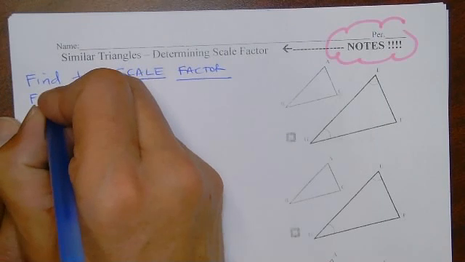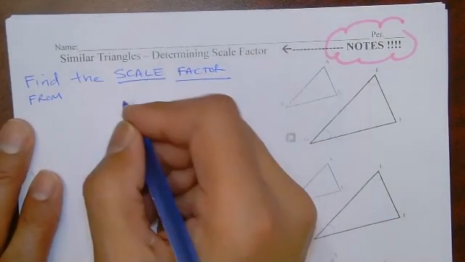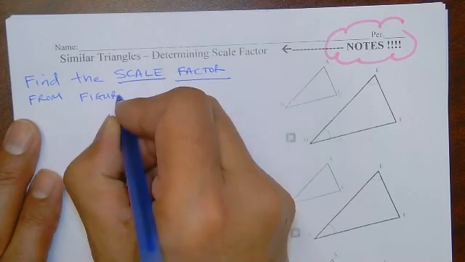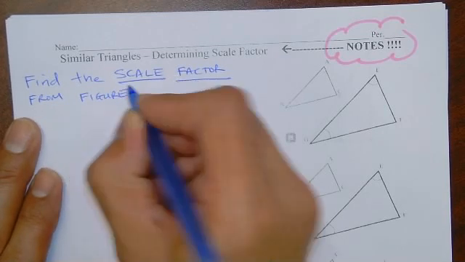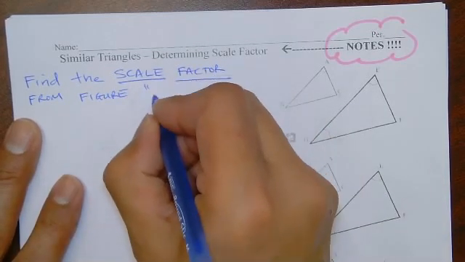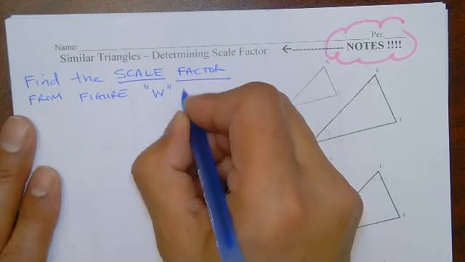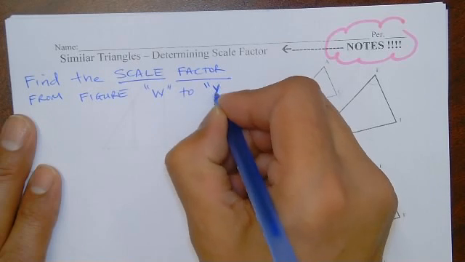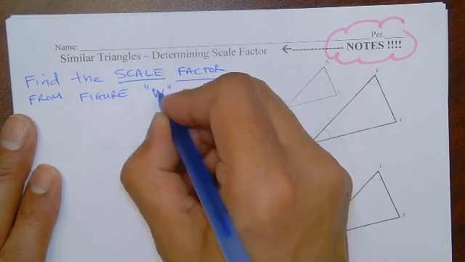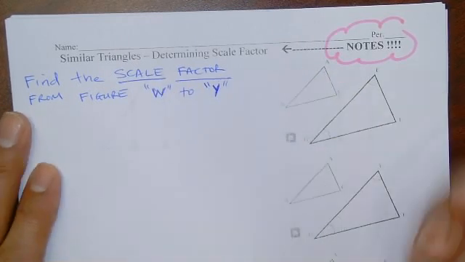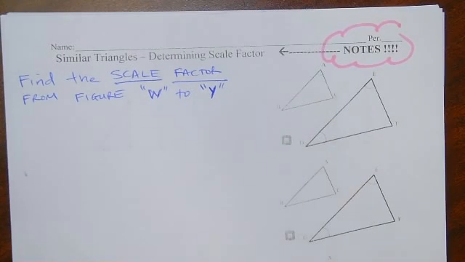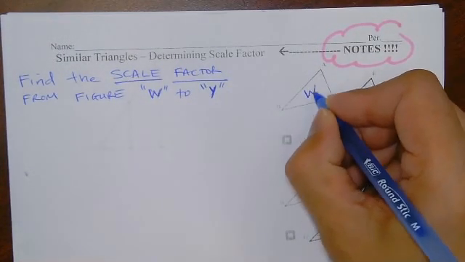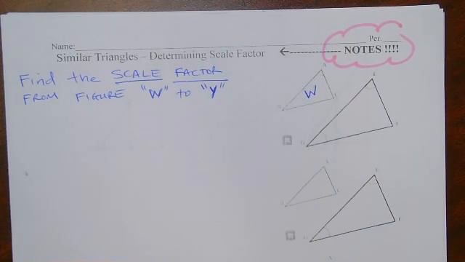From figure W to Y. And you're like, what do you mean W to Y? Well, I'm going to put some W's, I'm going to put some Y's. Okay, the first one, this one's W. Put a big W right there. This is figure W.